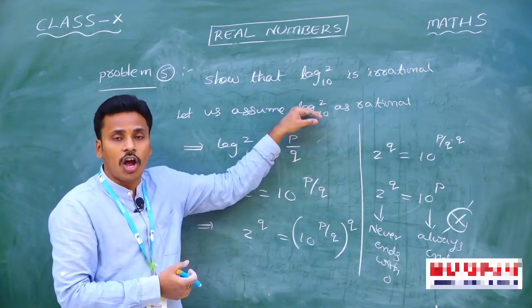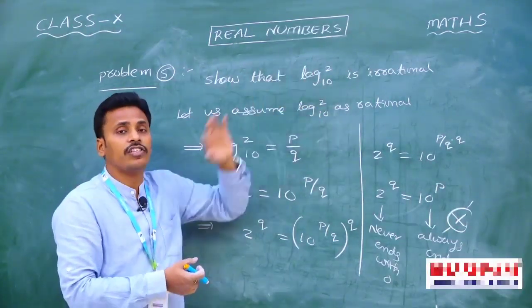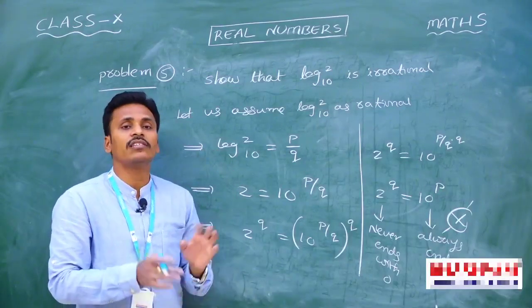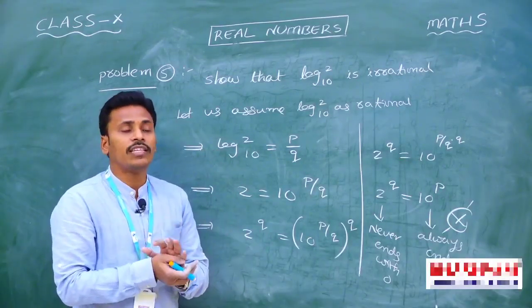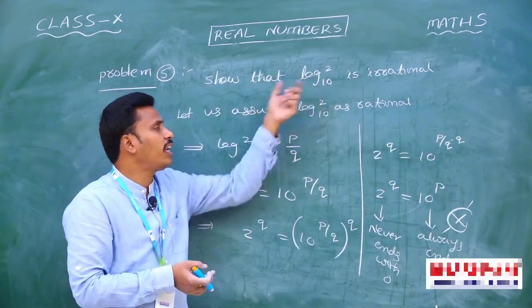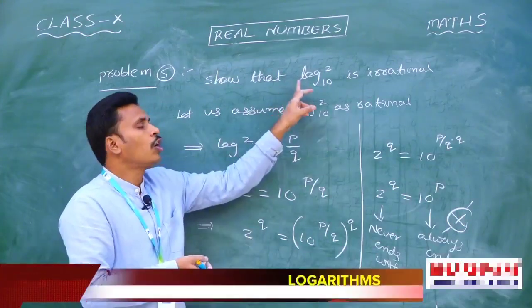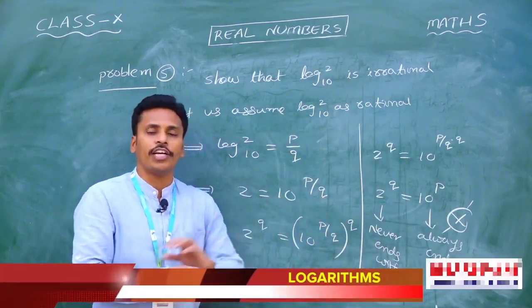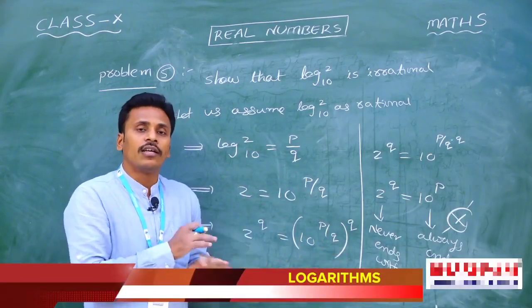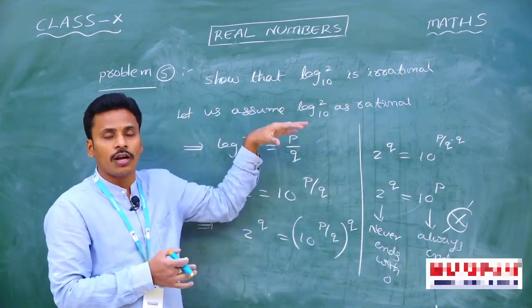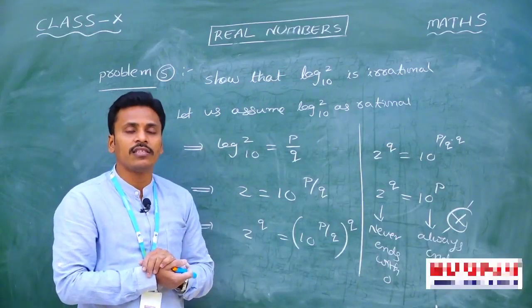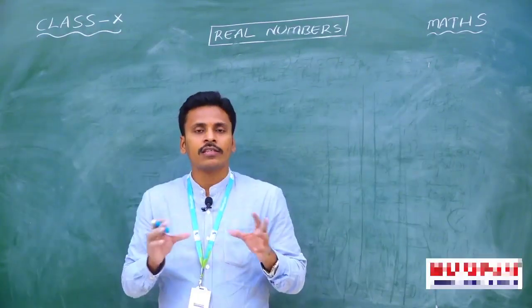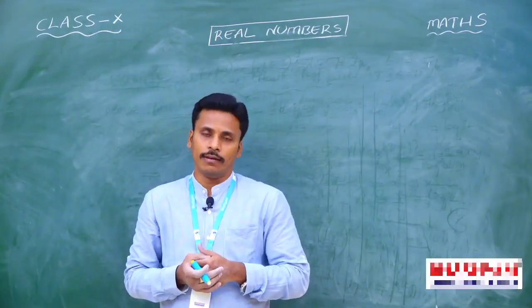Since it is the wrong assumption, the correct statement is that log 2 base 10 is irrational. So this is the way of proving the irrationality of numbers like log 2 base 10: by treating them as rational and then trying to get a contradiction, and that contradiction concludes that our assumption is wrong, and hence log 2 base 10 is irrational. There ends your first chapter, real numbers.